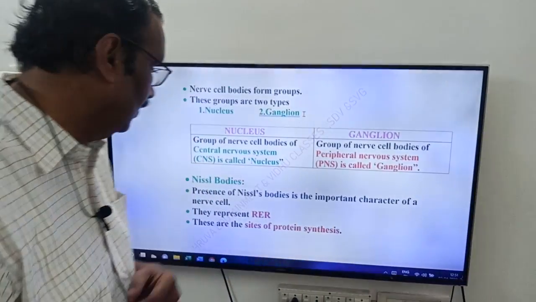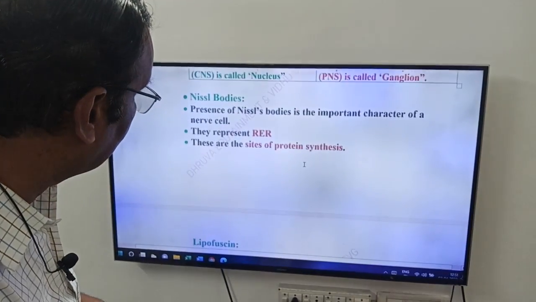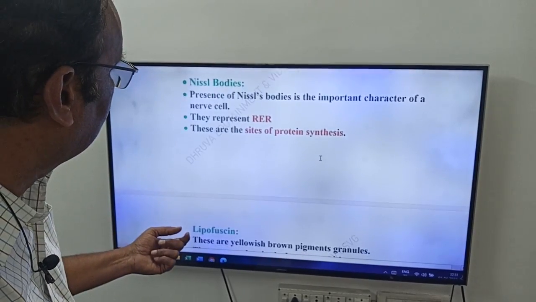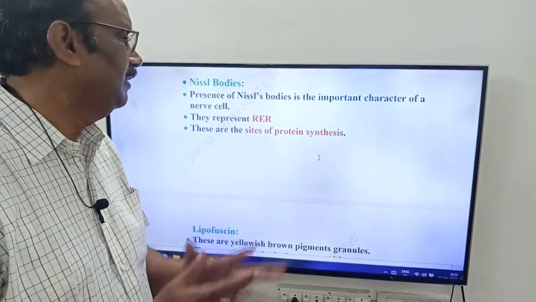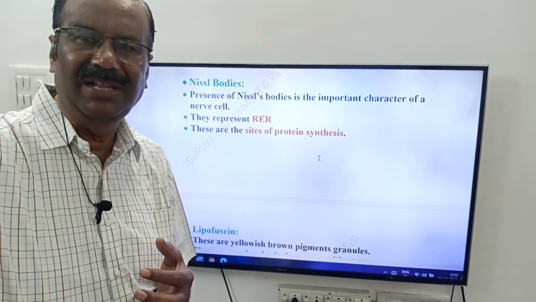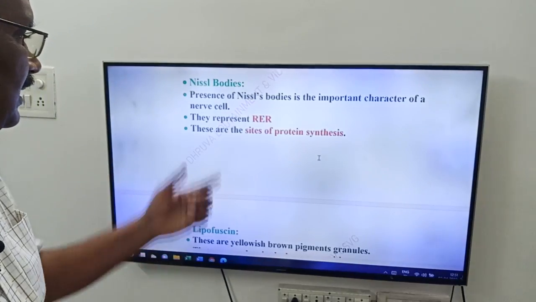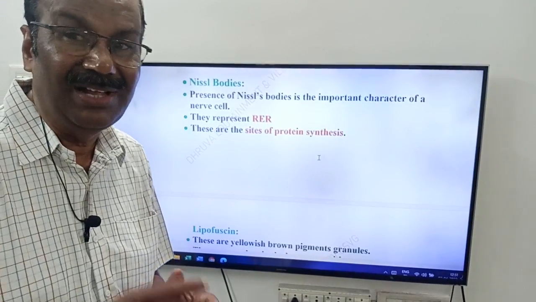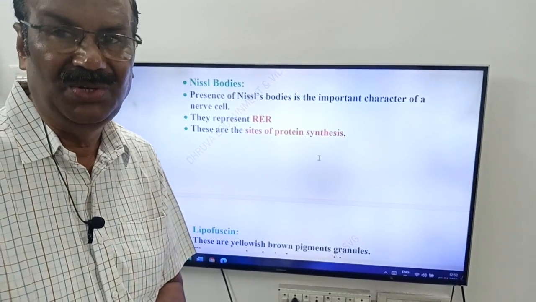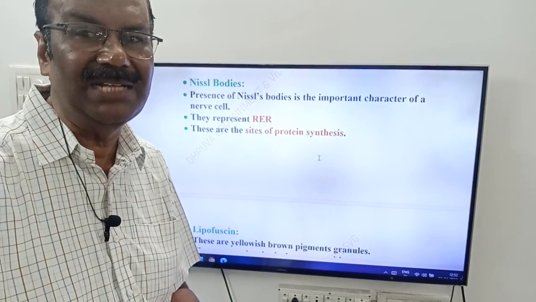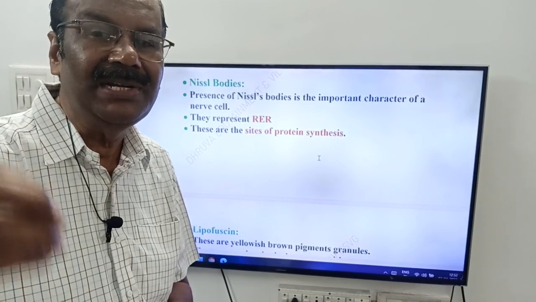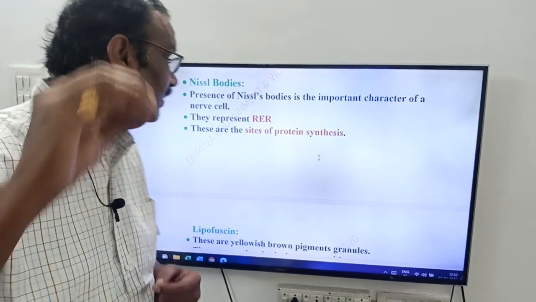Okay friends. Now come to Nissl's bodies friends. Very very important friends. Nissl bodies. Presence of Nissl bodies is an important character of a nerve cell. Whenever you hear the word Nissl bodies, you have to recall the nerve cell friends. They represent the RER. What are Nissl's bodies friends? They represent the RER, rough endoplasmic reticulum. You know friends, endoplasmic reticulum with ribosomes is called as rough endoplasmic reticulum. So Nissl's bodies represent the RER, that is rough endoplasmic reticulum.